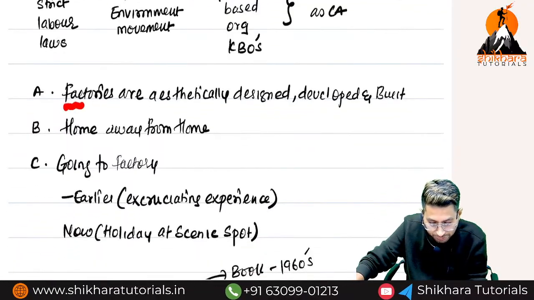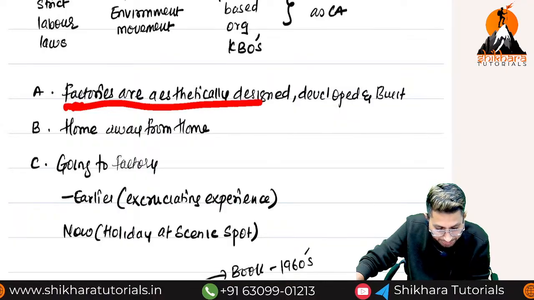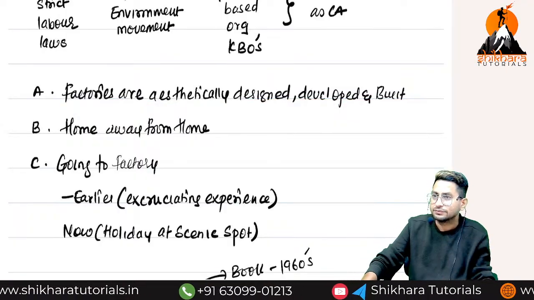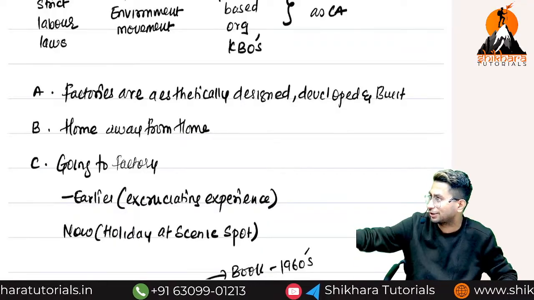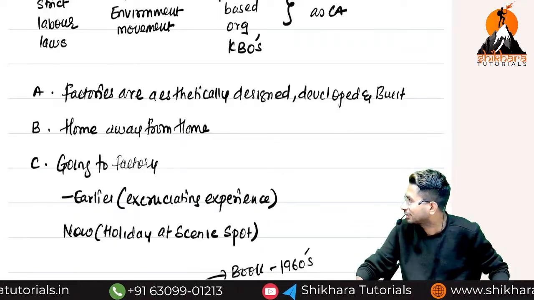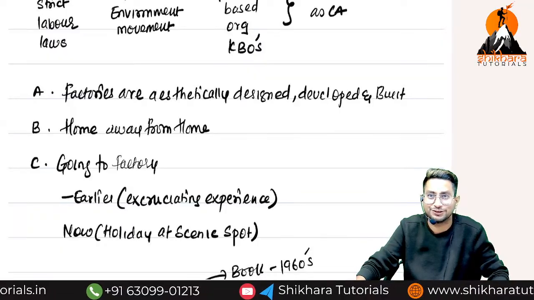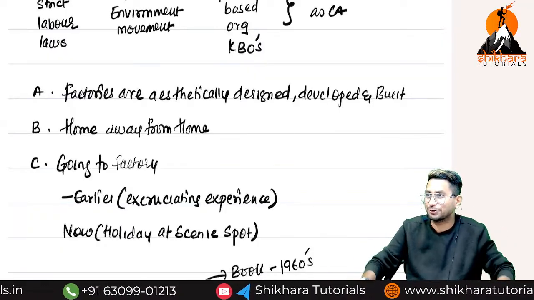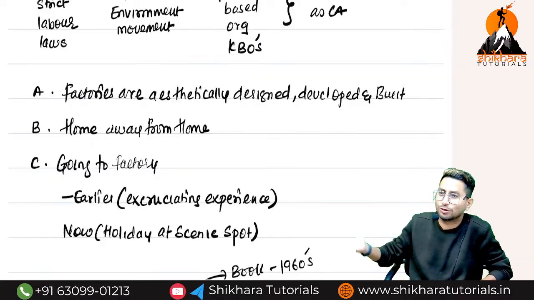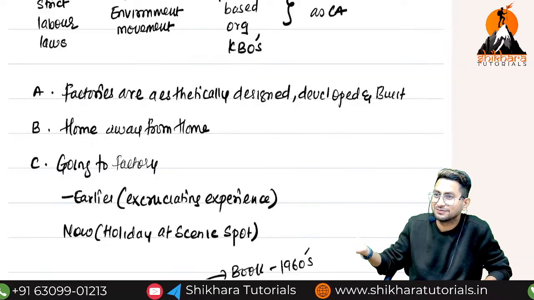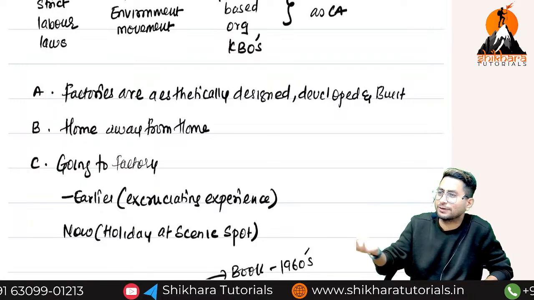Nowadays, what happens? Factories are aesthetically designed, developed and built. Now see, is this building properly designed or not? It's looking very aesthetic, right? See, you can take 5-6 selfies there. With the TV, you can take 5-6 selfies. In front of the camera, you can stand and take some photos. It looks aesthetic. Then you go to a government office. A government office will be red in color mostly.